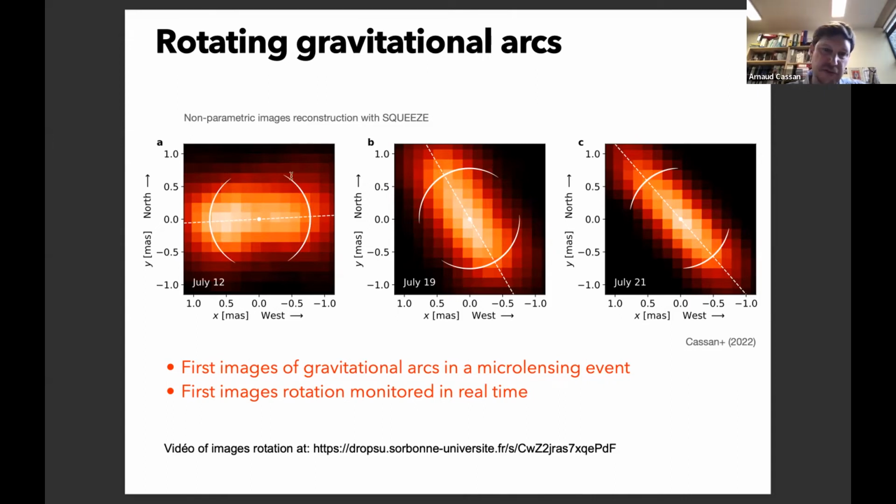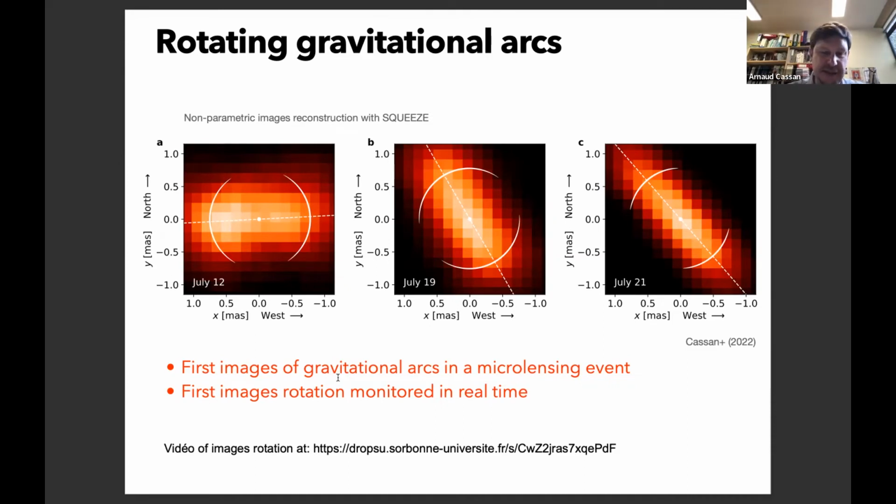And you measure not only the direction of the images, but you also fit the width of the images. You see that here it is smaller than here, for example. So it's very, very impressive. It's the first time we observe gravitational arcs in a microlensing event where we can reconstruct images.